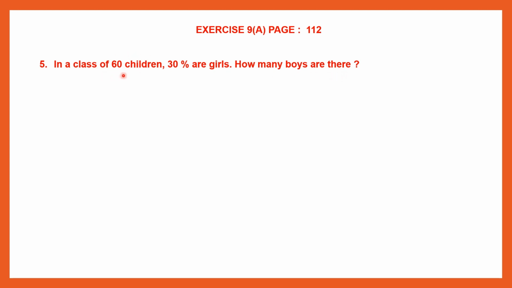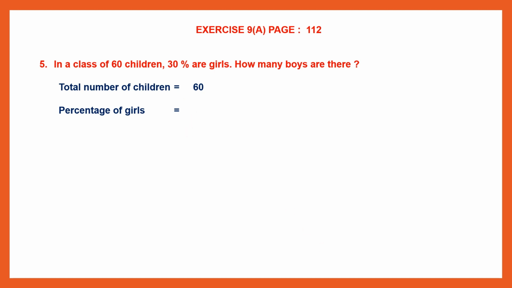So the total number of children is 60. Out of that, 30% are girls. And then we have to find out how many boys are there. Let's begin by writing what's given to us. Total number of children is given to us as 60. What else is given to us?